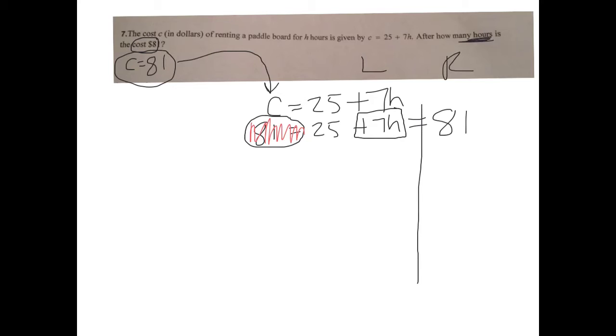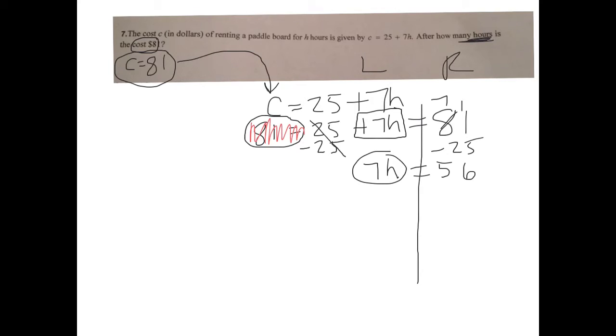That box tells me to leave that part alone, and let's get rid of the other part. So I see a positive 25 here, so the only way to get rid of a positive 25 is by subtracting 25, so I minus 25 from both sides. That cancels out because 25 minus 25 is 0. I bring down my positive 7h equals, and then I'm going to subtract 81 minus 25. That's 56.